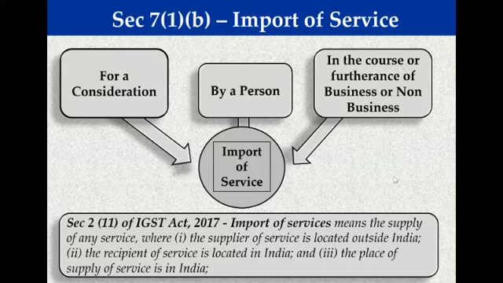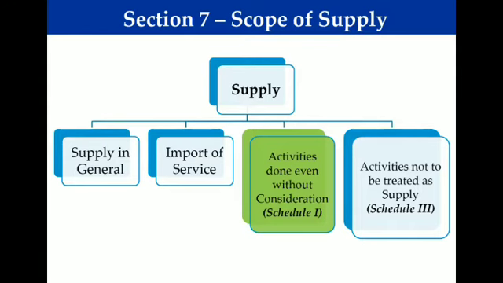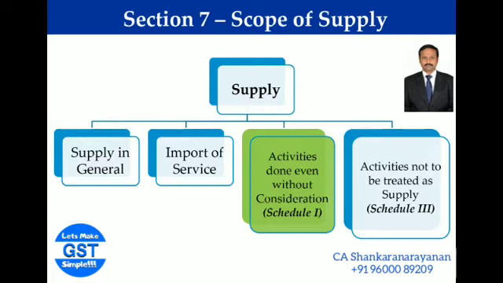So I'll pick the baton from where Ganesh has left it. I hope I am audible and you are able to see my screen also. So let's discuss the next aspects of the concept of supply, because the taxable event is what we are discussing. You would have already been taken through what is the general supply and what is the import of service and how that will become a supply for the purpose of section 7 subsection 1 clause B.